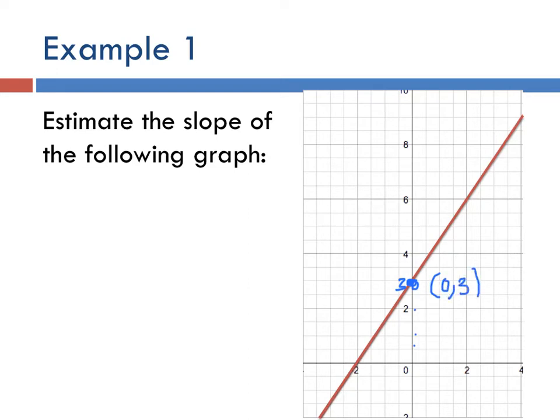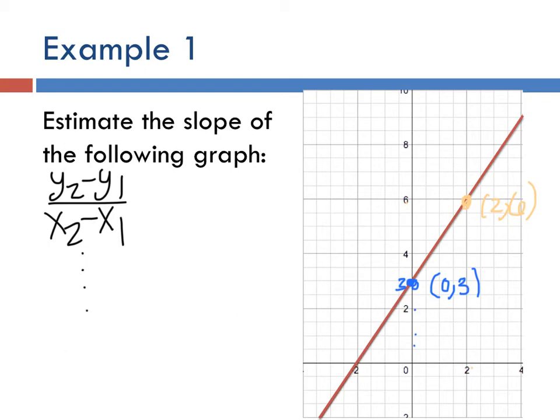Find another point that you think you can find. I think you can actually find this one right here. That looks like it's 2, 6. How do you find the slope of that? Two ways. Now that you have the points, you could do y2 minus y1 over x2 minus x1, plug it in, and do the work.